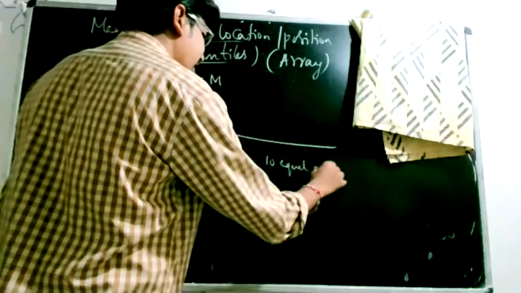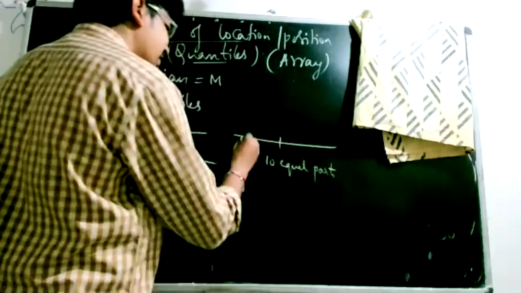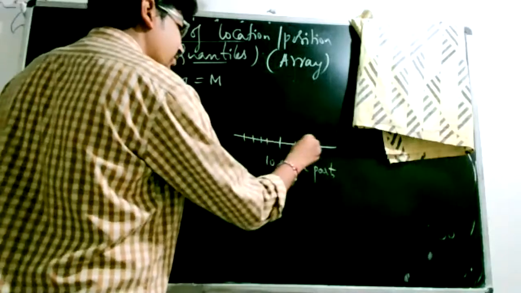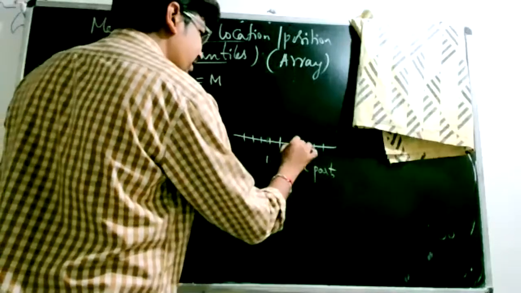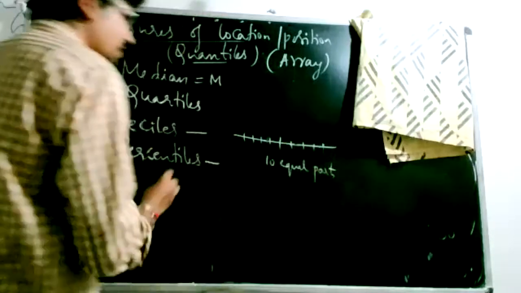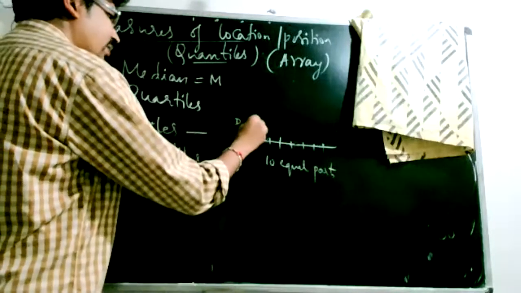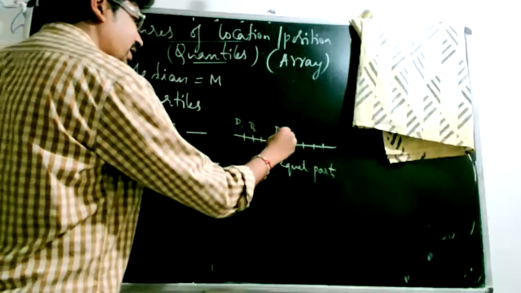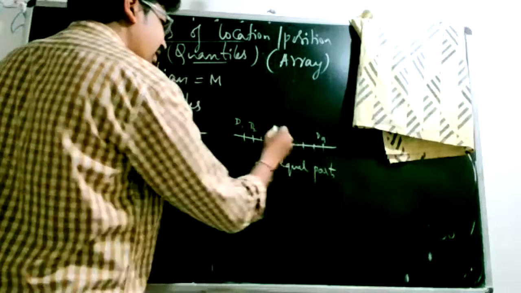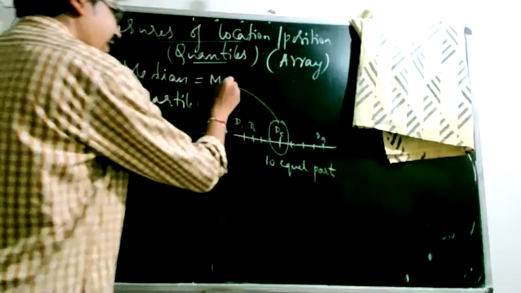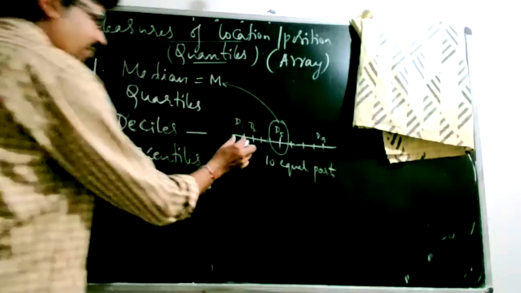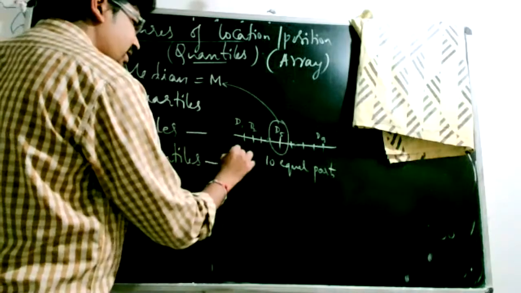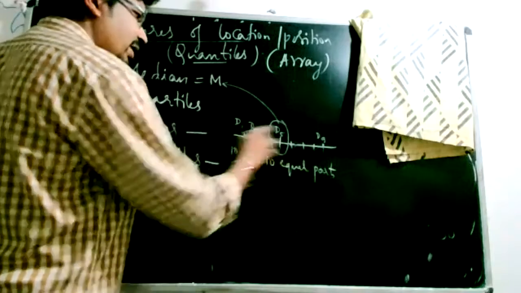To make 10 equal parts, 9 cuts are sufficient. First you'll do a cut in the middle, and then each of these will be divided further. So these are the 9 positions indicated by D1, D2 up to D9. Again, D5 is the middle value, so that is the same as the median. Now, every part is 10% of the original distribution.